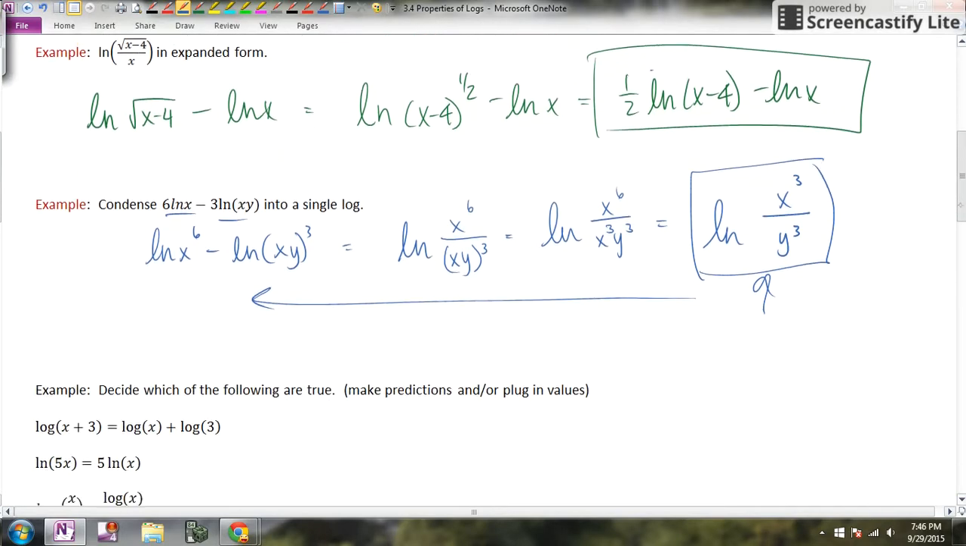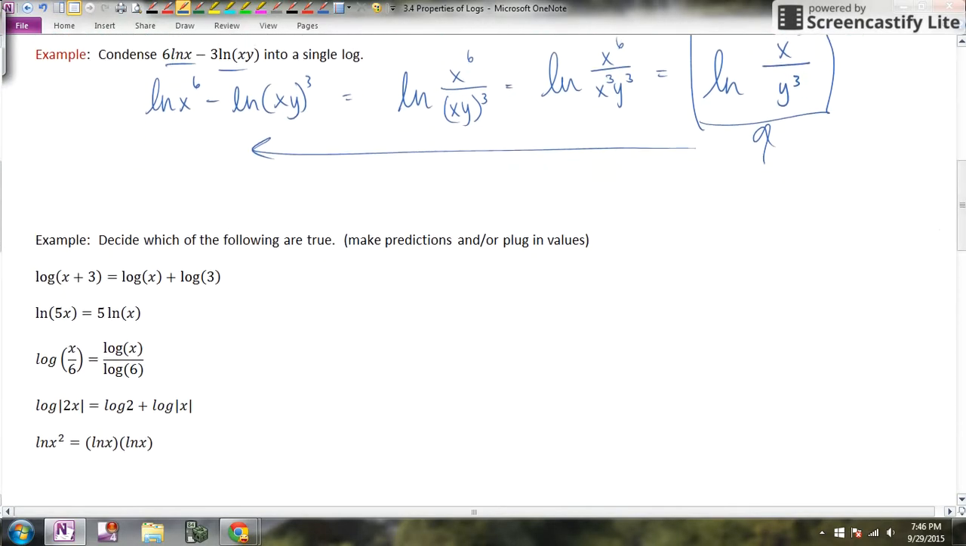Now, what else do you want to know? I got a couple here that I just wanted you to decide which of the following are true. So look at the first one. Does the log of x plus 3, does that break apart to log x plus log 3? No, you are correct, because it is multiplication that changes to addition, not addition changing to addition. It's not a distributive property or anything like that. So nope, that is not true.